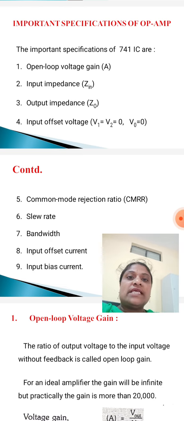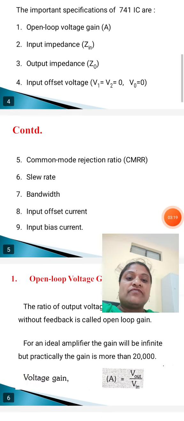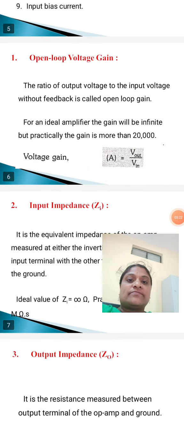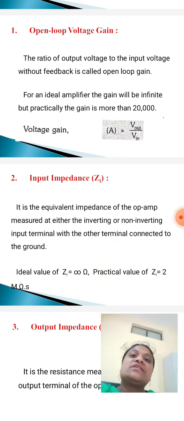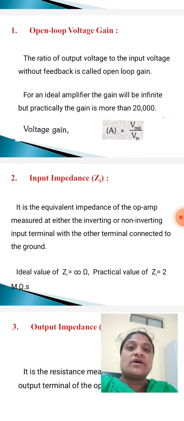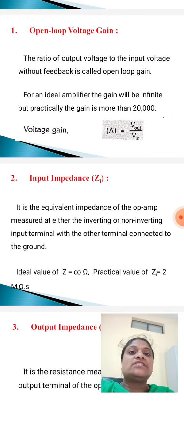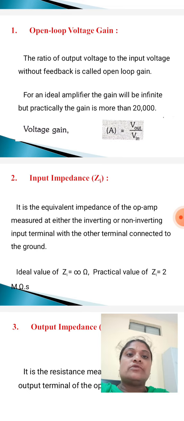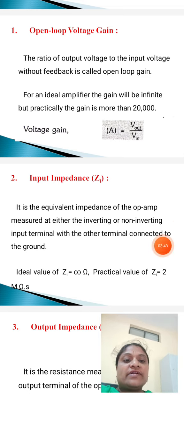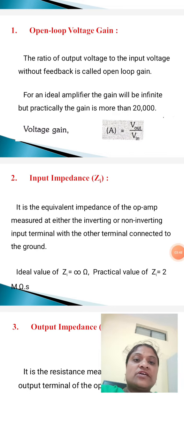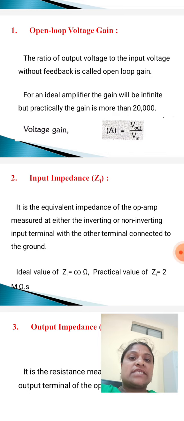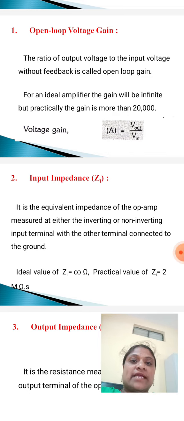Okay. So in these specifications, the first one is open loop voltage gain. What is the definition of open loop voltage gain? The ratio of output voltage to the input voltage without feedback is called open loop voltage gain. I repeat once again the definition. The ratio of output voltage to the input voltage without feedback is called open loop voltage gain. It is denoted by capital A.